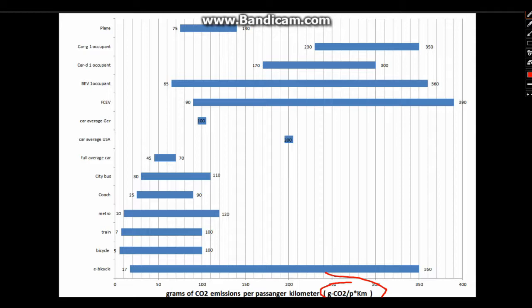The values that you see include the CO2 emitted during the construction phase, so you can call it a life cycle analysis. This is true for all the vehicles in the list apart from airplanes, because for them I didn't find enough data. However, I think the differences shouldn't be so big because planes emit most of their CO2 during their operation. So let's start from airplanes.